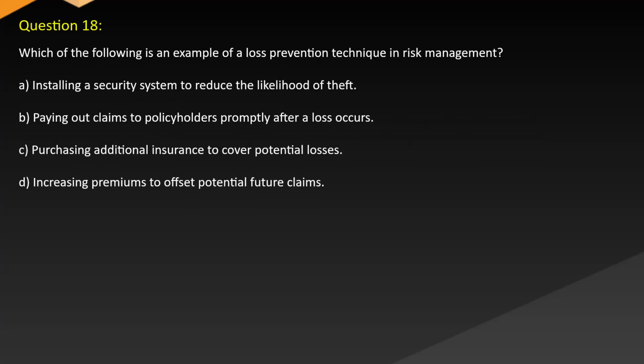Question 18. Which of the following is an example of a loss prevention technique in risk management? A. Installing a security system to reduce the likelihood of theft. B. Paying out claims to policyholders promptly after a loss occurs. C. Purchasing additional insurance to cover potential losses. D. Increasing premiums to offset potential future claims.